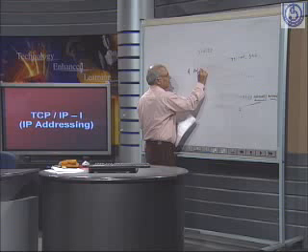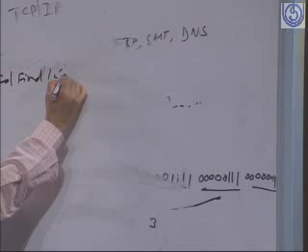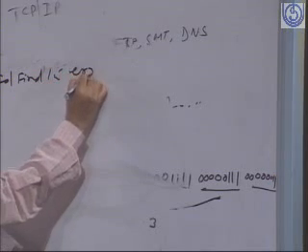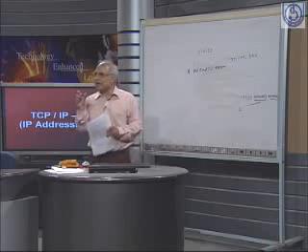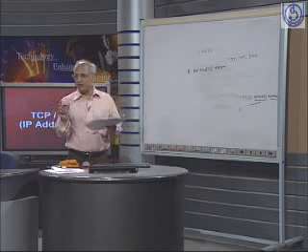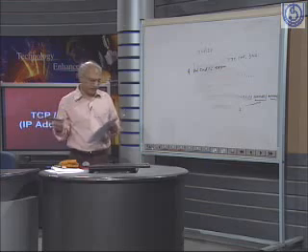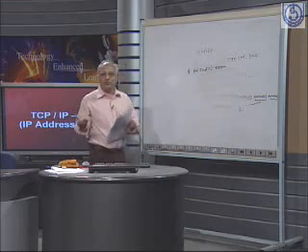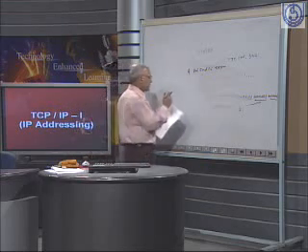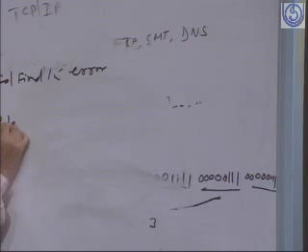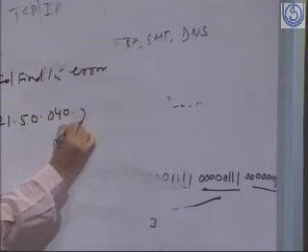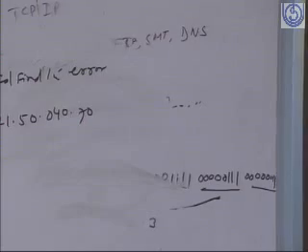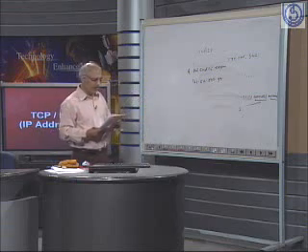So I'm now writing some IP addresses, and I'm asking whether it is a correct IP address or not. This way also we learn how to define a correct IP address. For example, I'm writing 121.50.040.70. This is another IP address. Now the question is, where is the error in this one? The error is here.